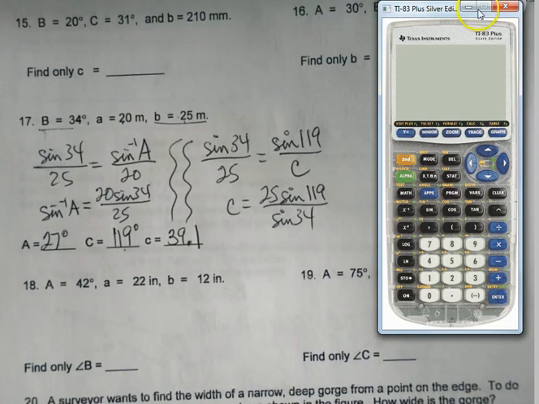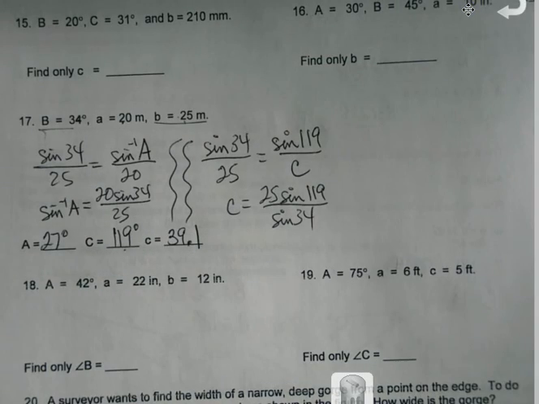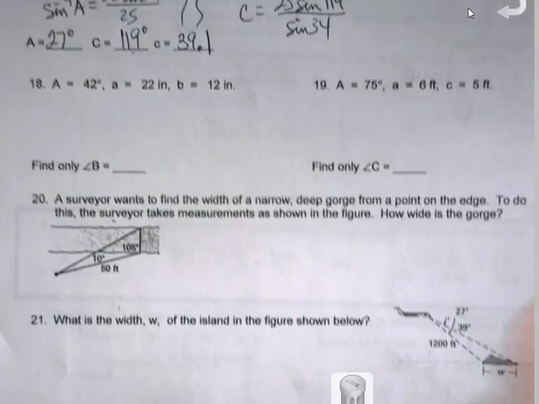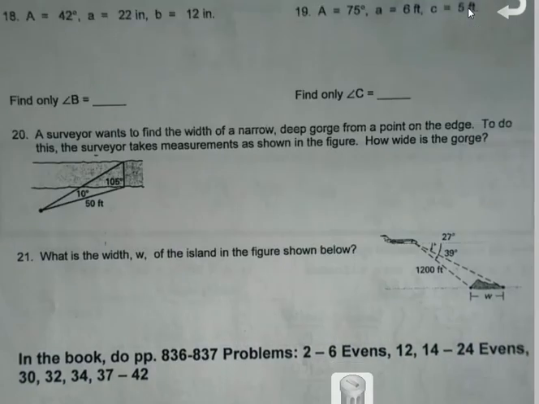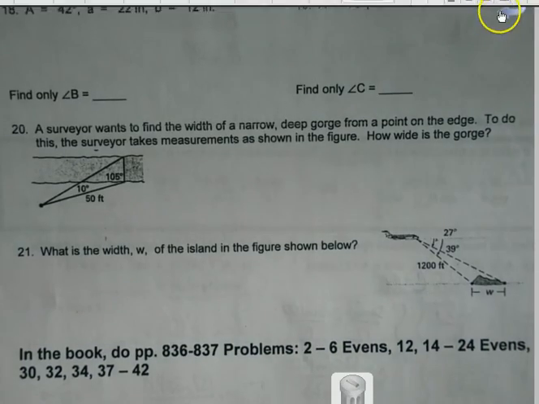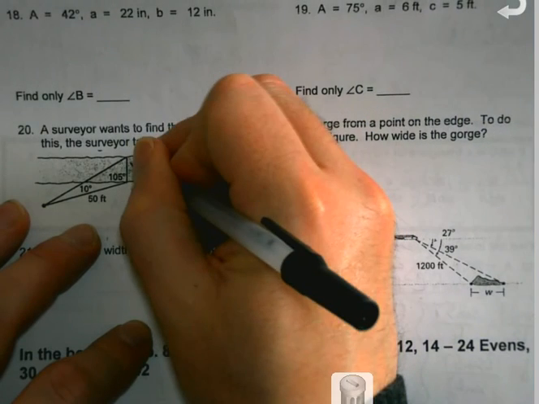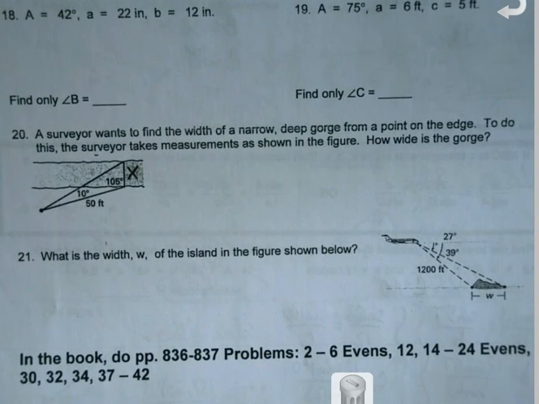So the only difference with these in a story problem is, instead of a regular triangle, we get some more pictures, or we get to draw something. So let's see here. A surveyor wants to find the width of a narrow, deep gorge from a point on the edge. To do this, the surveyor takes measurements as shown in the figure. How wide is the gorge? Right there.